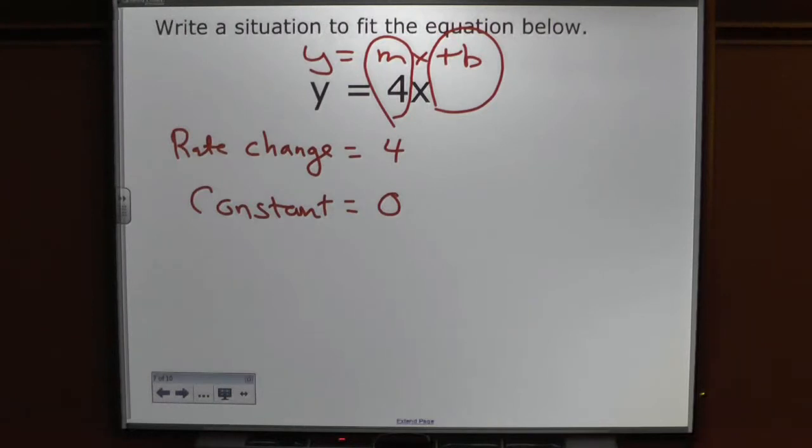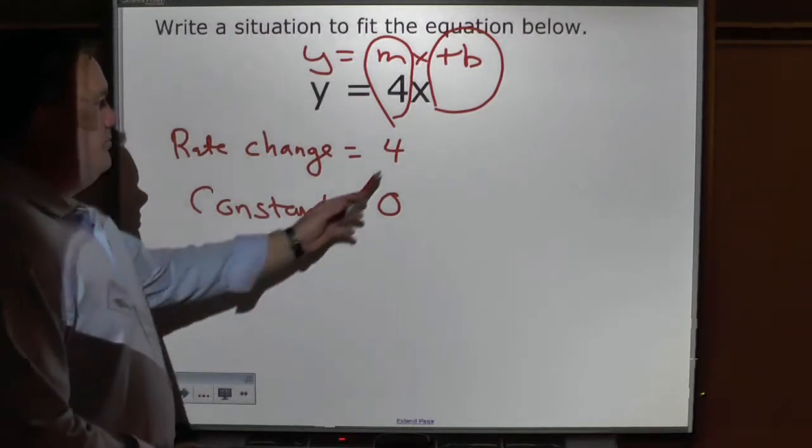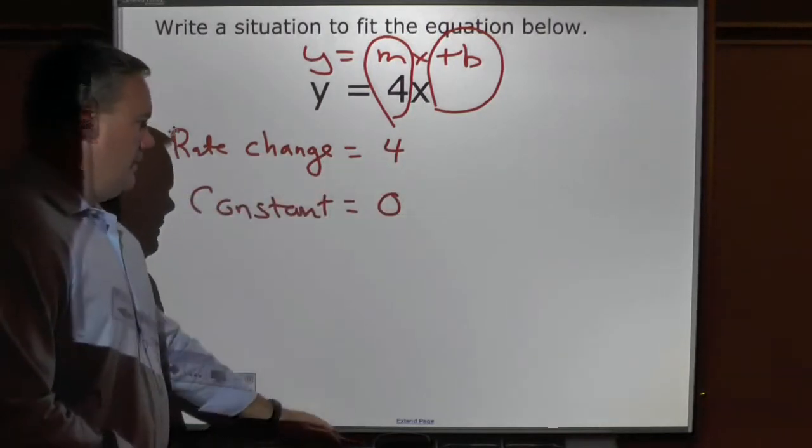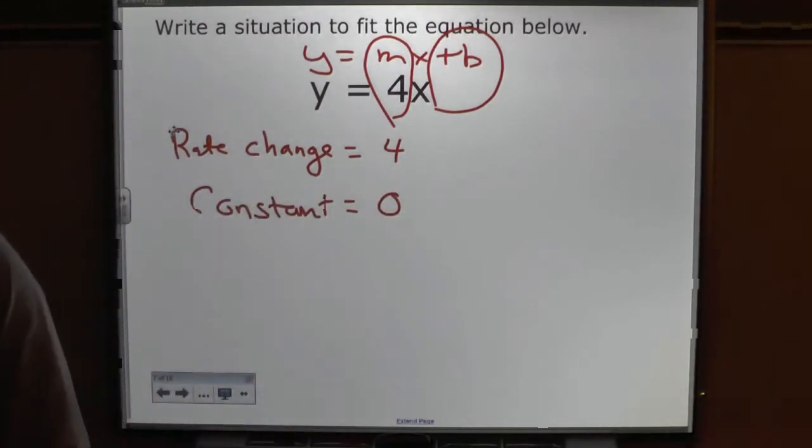Maybe it's number of books read in a month. Right? Maybe it's number of tickets you buy each week to go to a certain place. Maybe it's how much you pay for a sandwich each day. Right? Those are all different ideas of how you would add on 4 each time, starting at 0. Right? I want to see some of those examples on Friday.